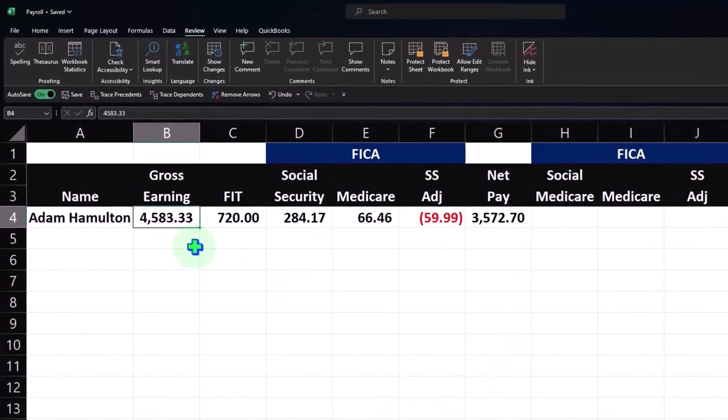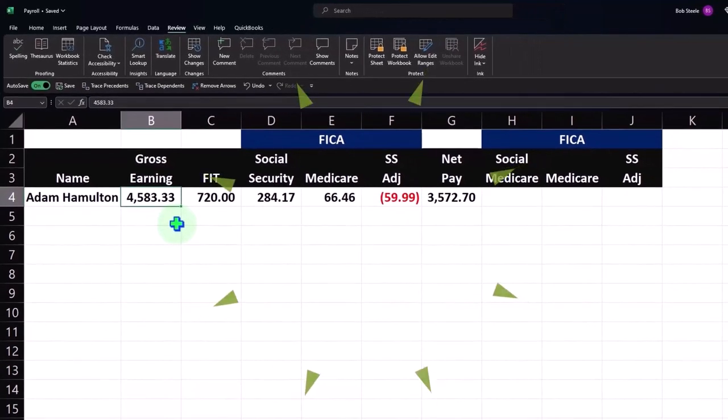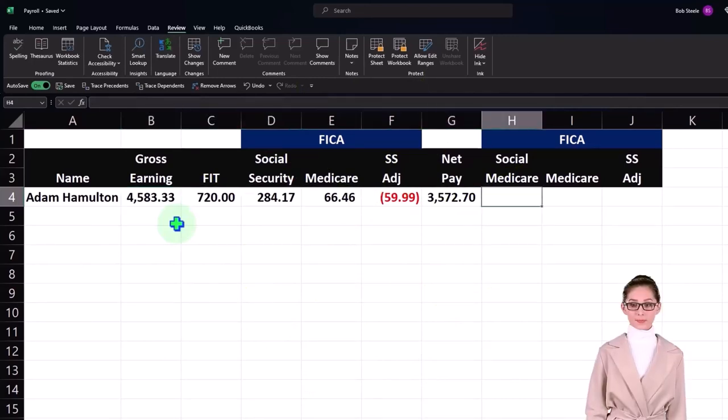And then you might have what's called voluntary withholdings, such as benefit programs like a 401k plan or Medicare, that kind of medical insurance and that kind of stuff. Those would be voluntary withholdings that they can opt into if they so choose. These are mandatory. All right, so then we've got the Social Security.